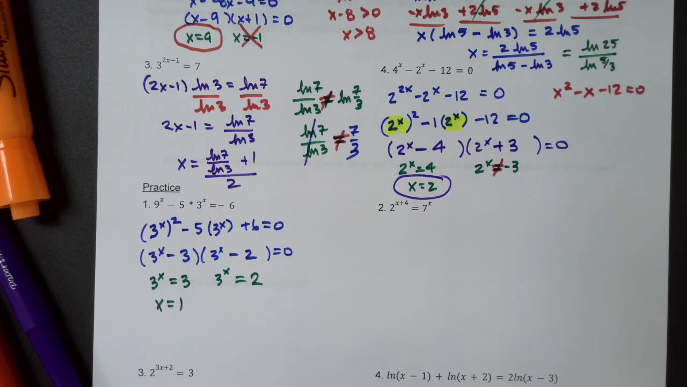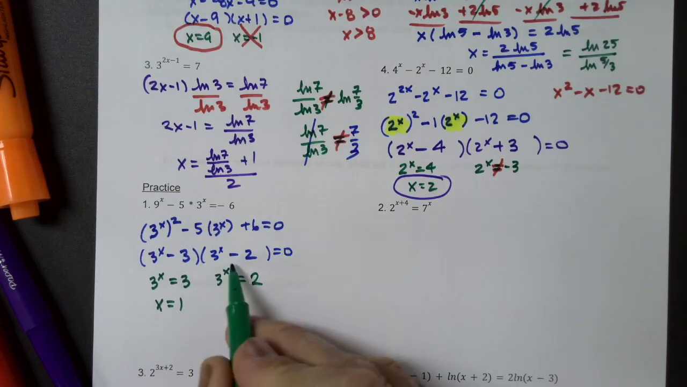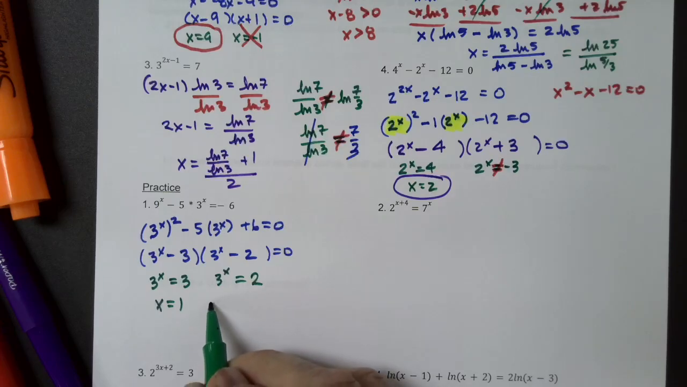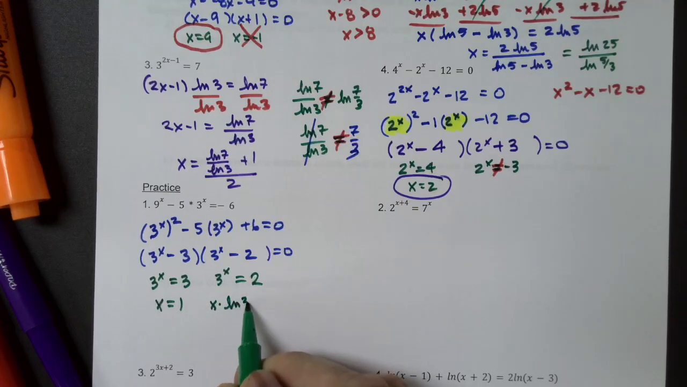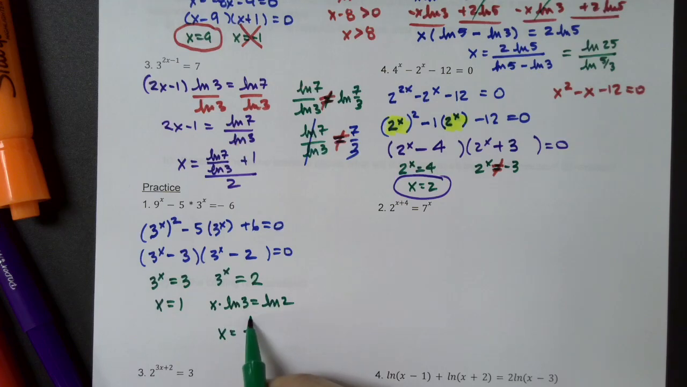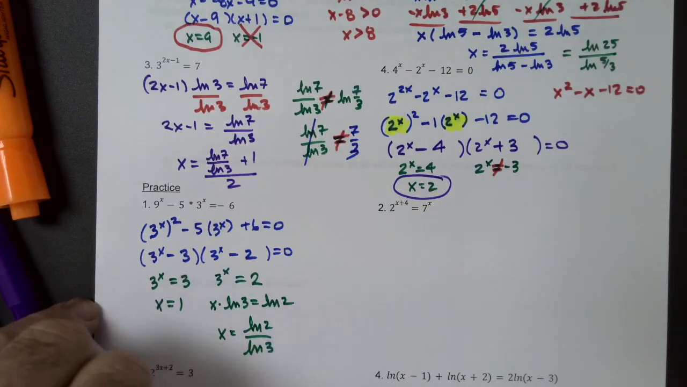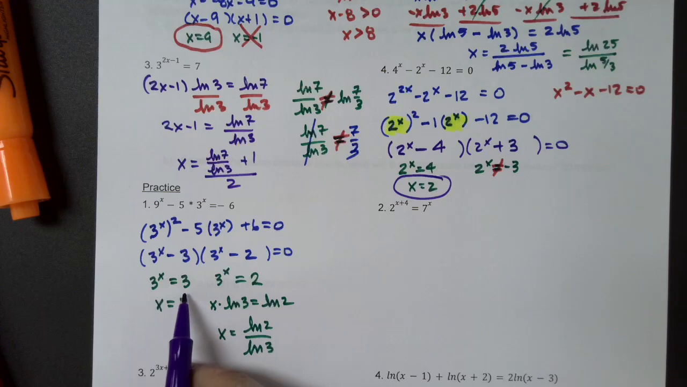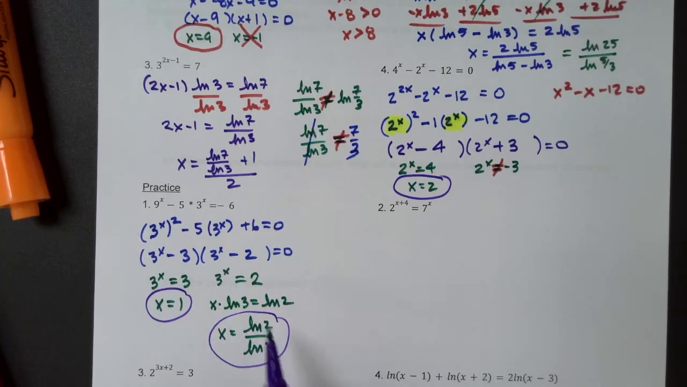This time we will have to do our log law, our exponent rule here, which would mean x times the natural log of 3 equals the natural log of 2. Dividing both sides by the natural log of 3, we'll have the natural log of 2 divided by the natural log of 3. Like we pointed out up above, no simplifying, that is it. So this one actually has two solutions. When x equals 1, and when x equals the natural log of 2 divided by the natural log of 3.